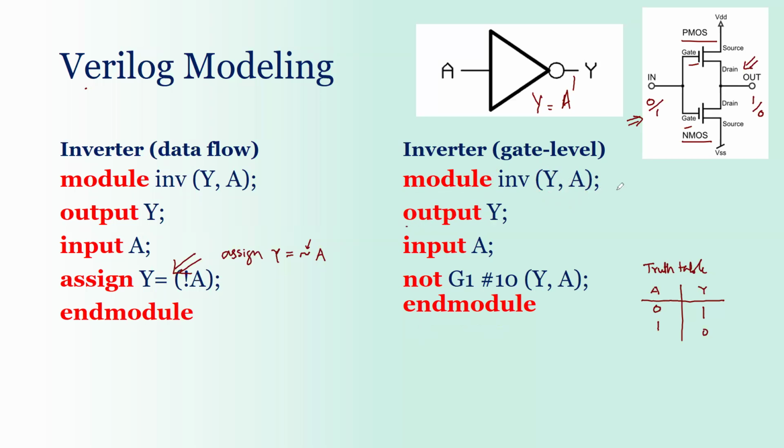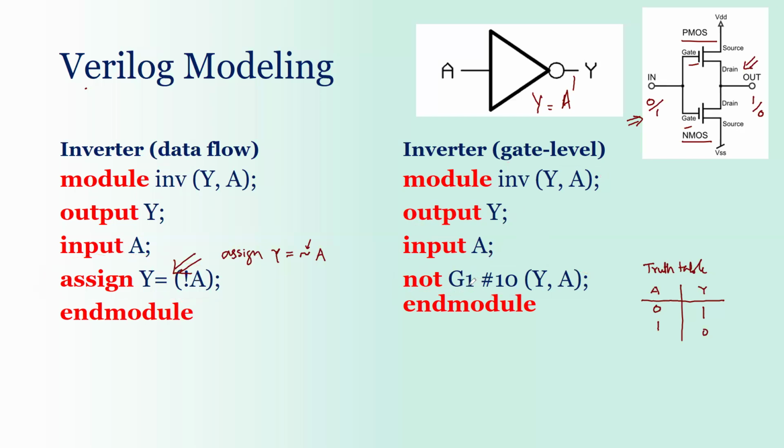And then you say, don't forget to add semicolon. And then you say output is Y semicolon, input is A semicolon. But now look at the difference right over here and right over here. Instead of using the command assign in gate level modeling of Verilog, you simply write the keyword not, that is the command, and then G1, that is the gate one.